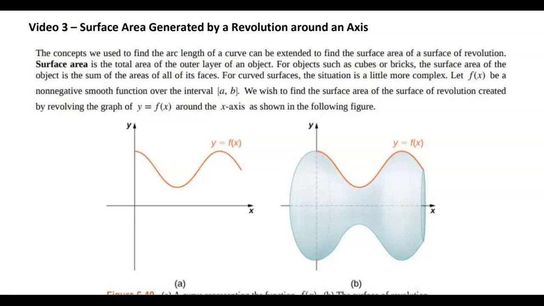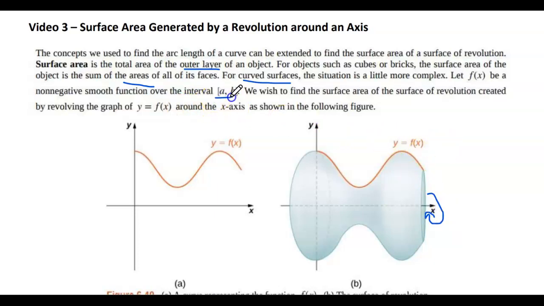So now we need to look at how to find surface area when you are revolving an object around an axis. For the purposes of the curve and arc length, you do want to think of surface area as that outer layer of the object. So for cubes and bricks, it's the area of all the faces, but for these curved surfaces where we're going around an axis, these might be a little bit more complex.